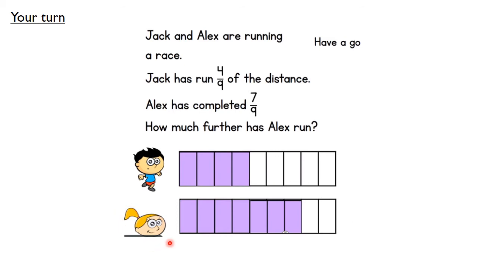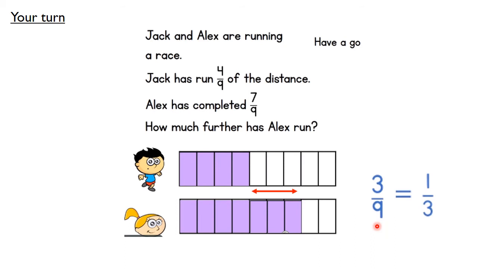So we're basically working out the difference between their two distances. And this is the difference, which is 3/9. So Alex has run 3/9 more or further than Jack. Now, 3/9 would be fine, but we can simplify 3/9 down again, because 3/9 is the same as, or equivalent to, 1/3. So, well done.